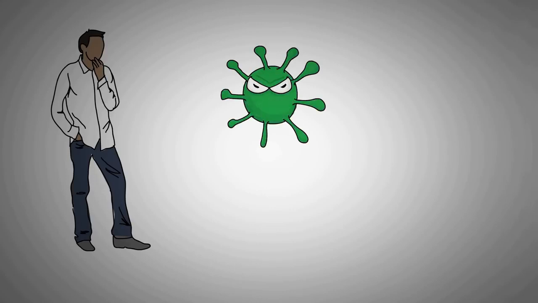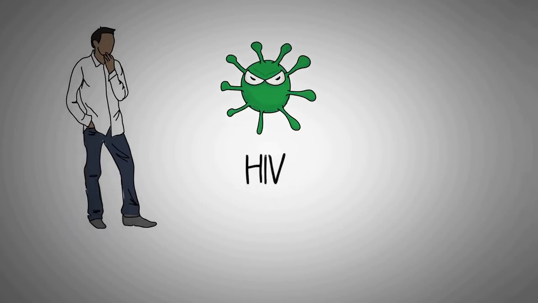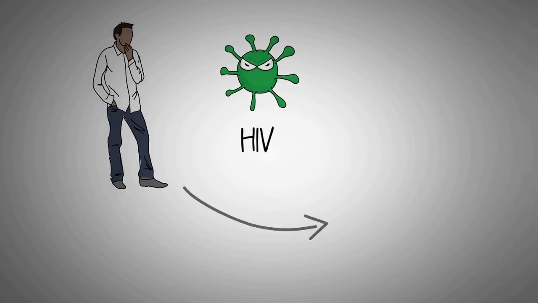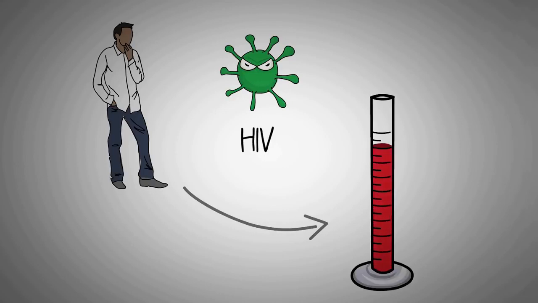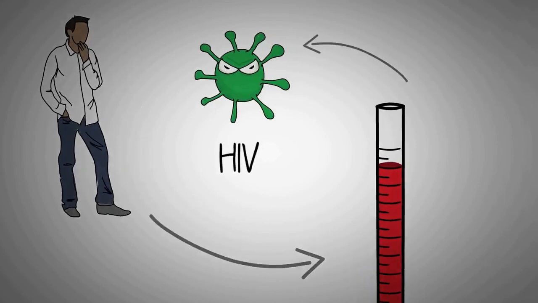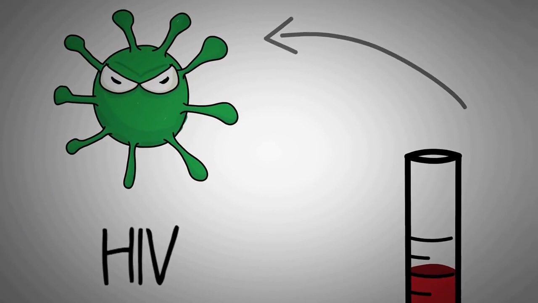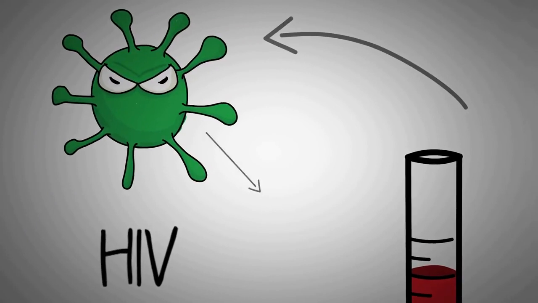Now let me explain the concept of annealing with a real-world example. Suppose a patient comes to you and you suspect an HIV infection. We take the blood sample of the patient and perform PCR on it. The blood of the patient contains the virus, and in the virus is its genetic material, the DNA.